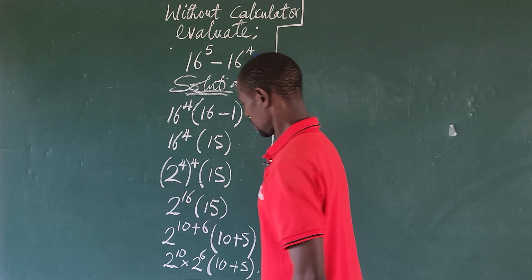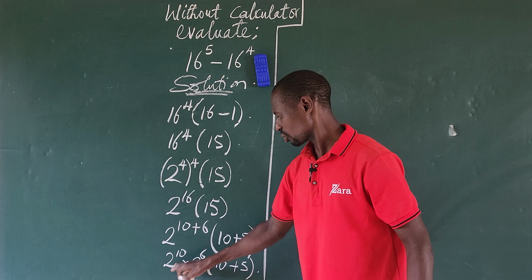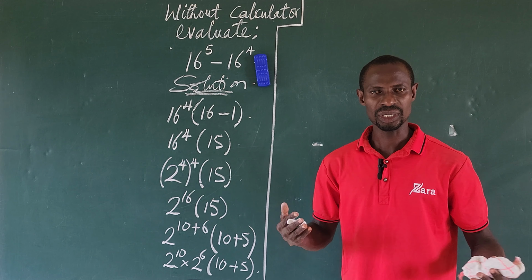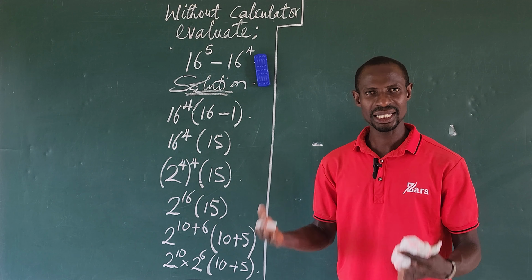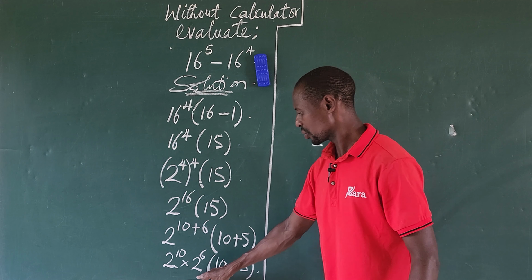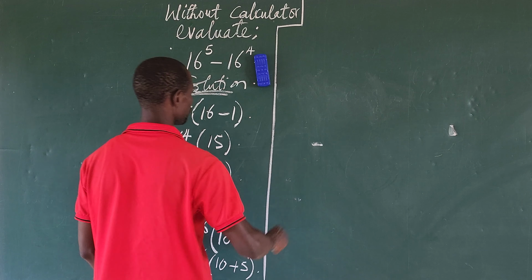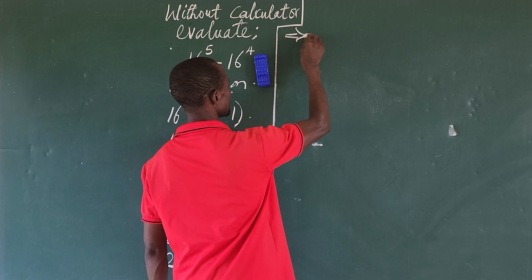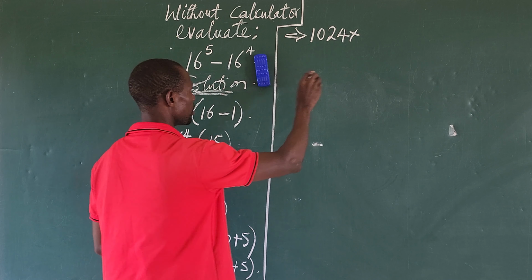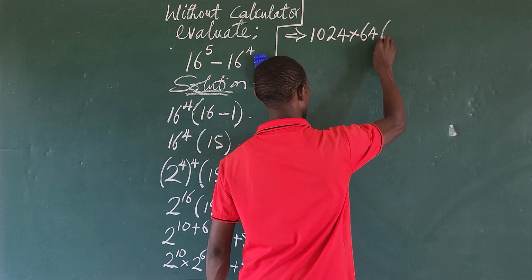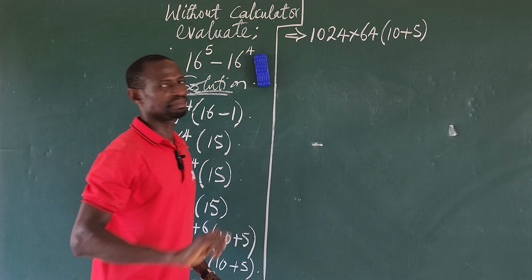Now let's come to our expression here. This is easier now. 2 to the power of 10 is 2 times 2 times 2 into 10 places, right? And that will give us 1024. Then 2 to the power of 6 will give us 64. And so we can write these two figures here now. So this now implies 1024 times 64, then bracket 10 plus 5, close bracket, right?